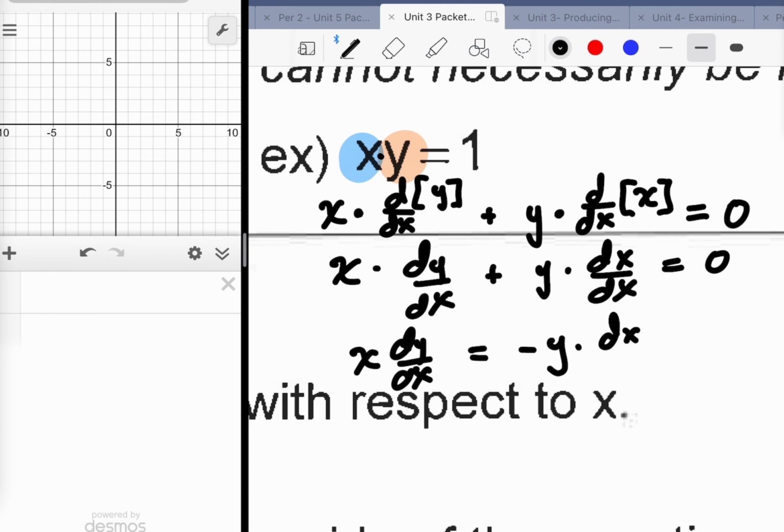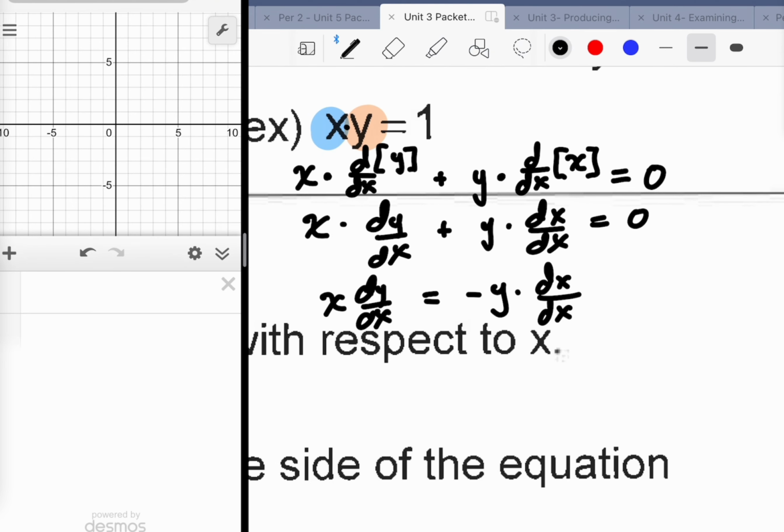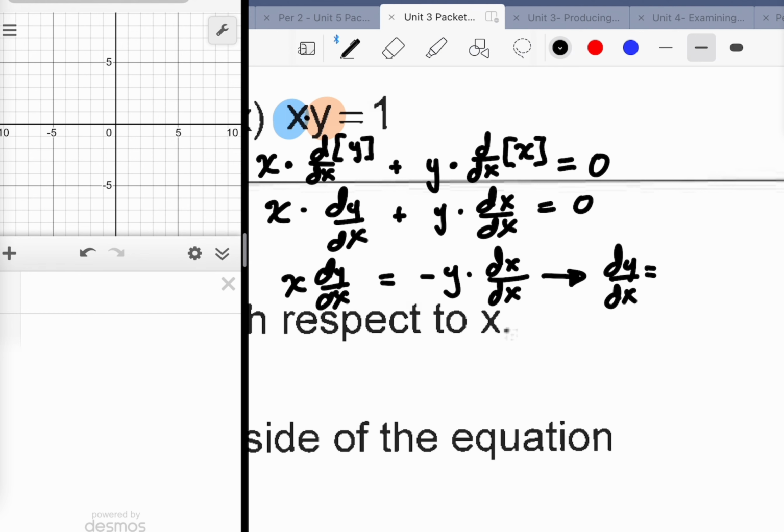I started doing it this way. I mean, it's a proportional relationship. It doesn't matter which one you move to which side. All right, so dx dx, and then divide both sides by x. So we'll multiply both sides by 1 over x. So dy dx would be equal to negative y over x times dx dx, or we could just say negative y over x.